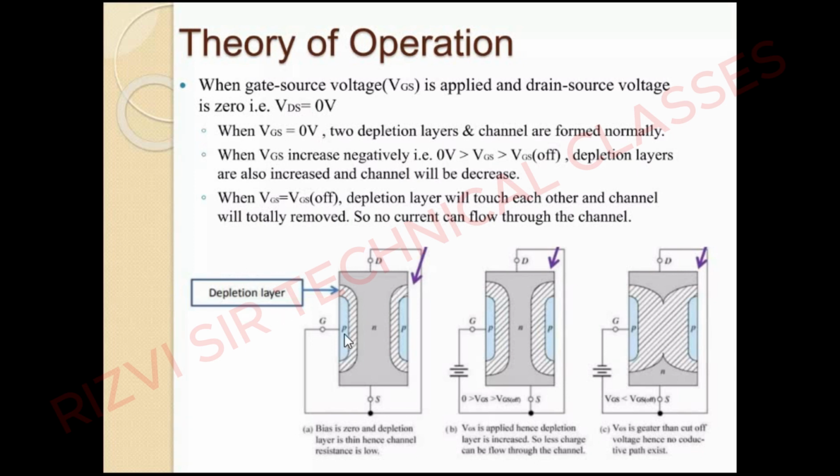Here you can see this is the depletion layer. This is a P-type material, this is an N-type material. Here is a drain, here is a source, here is a gate. Once VGS is equal to VGS off, you can just go through and check in the figure. The first condition is here, as you can see, the applied voltage VGS is equal to VGS off. Then the depletion layer will be in this state. The depletion layer increases and the channel will decrease.